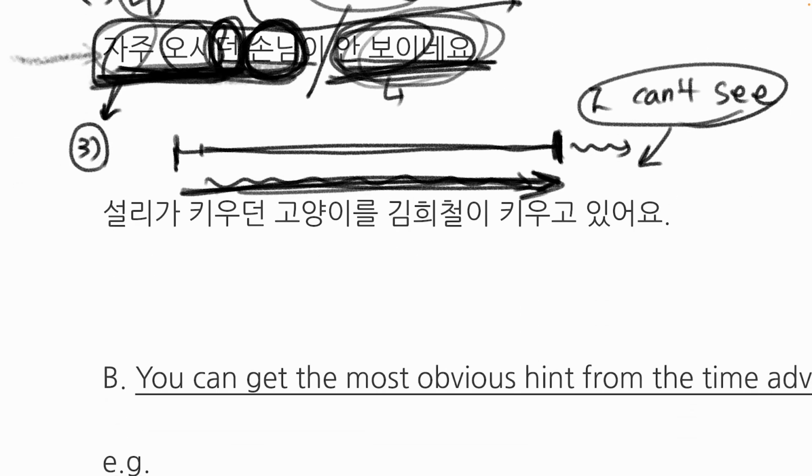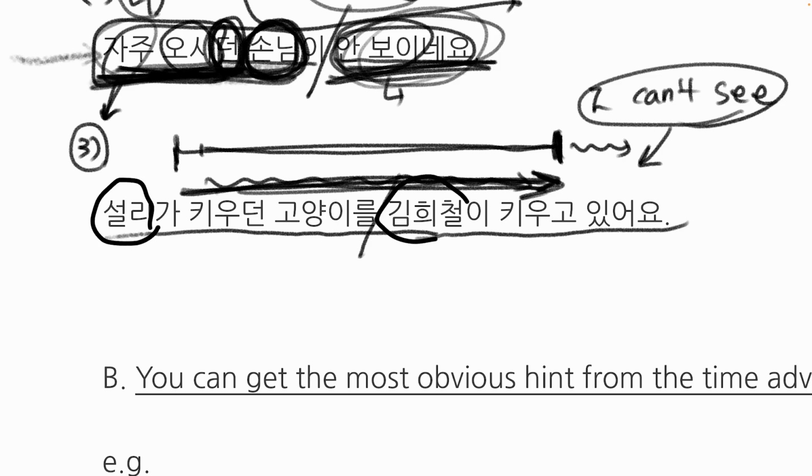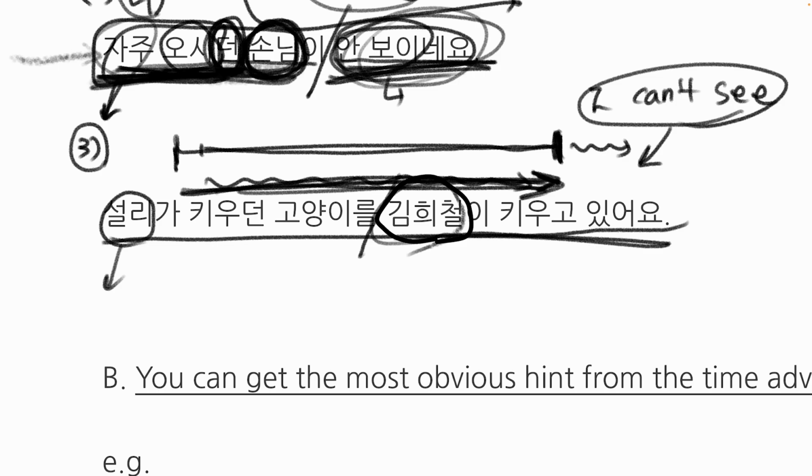And the next one, 설리가 키우던 고양이를 김희철이 키우고 있어요. So, this is actually a true story. 설리 here and 김희철 here are real life people. For 설리, actually not anymore because she passed away. But Seolli used to be a really famous K-pop idol. So if you know who Seolli and Kim Hee-chul are, and if you know the real life context that Seolli has passed away, then you can totally understand this sentence.